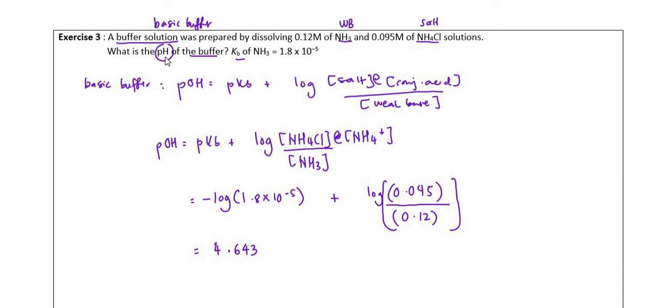Now, the question asks you about pH, but you just found pOH. What should you do? As we know, pH plus pOH equals 14. So to get pH, that means 14 minus 4.643, and you get 9.36. This is the pH of your basic buffer solution.